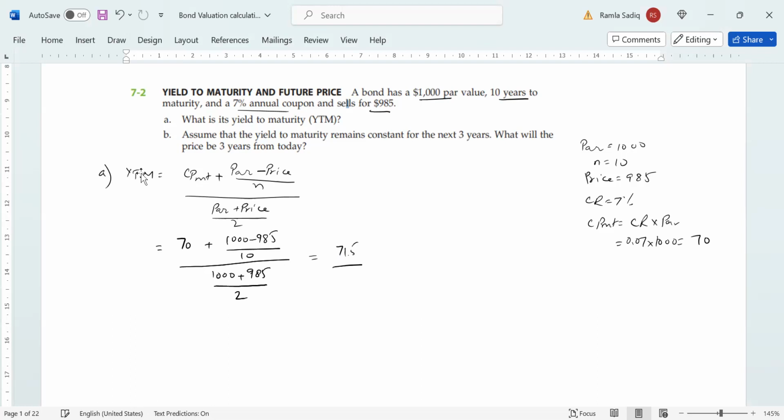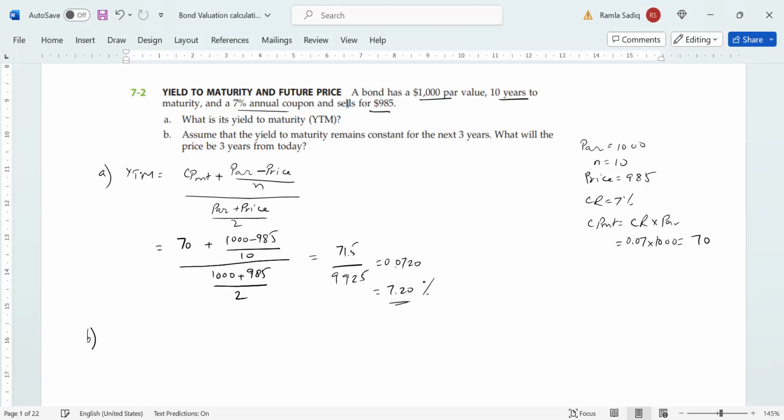And then we've got 1,985 divided by 2. And that gives us 992.5. So 71.5 divided by 992.5 gives us 0.0720 or a 7.2% yield to maturity.